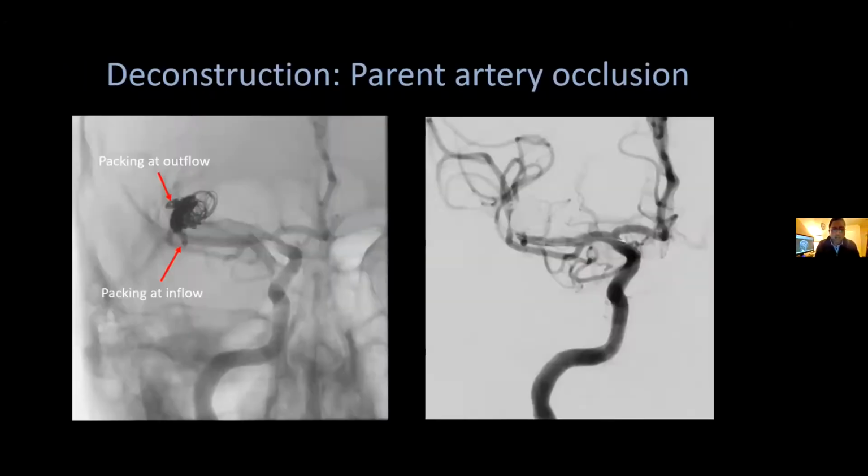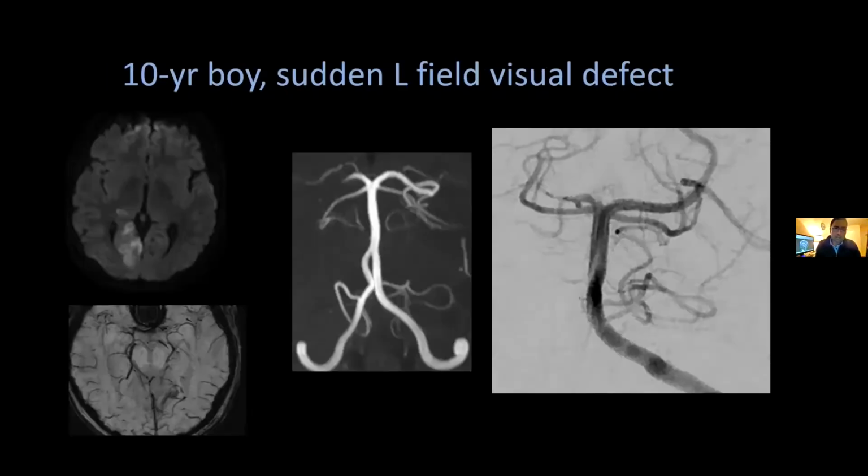So in this case, again, we take down this artery after checking, obviously, for collateralization of the distal MCA circulation. In this case, he passed it. So we are able to deconstruct this artery by packing the outflow, packing the aneurysm, as well as packing the inflow, and then bring back the normal anatomy with that distal territory being fed by ACA and PCA collaterals.